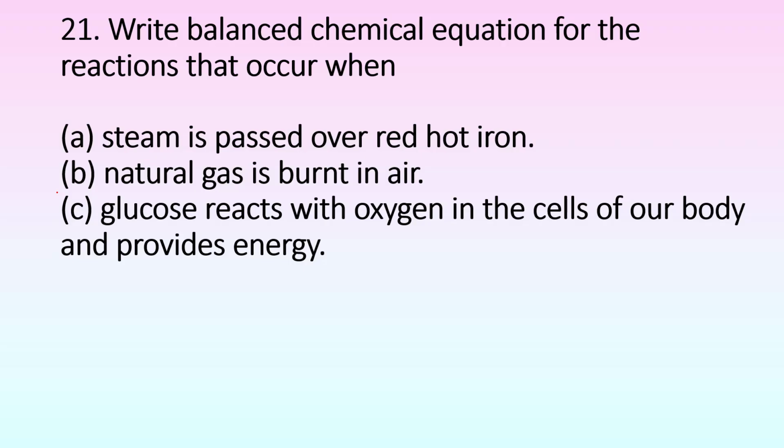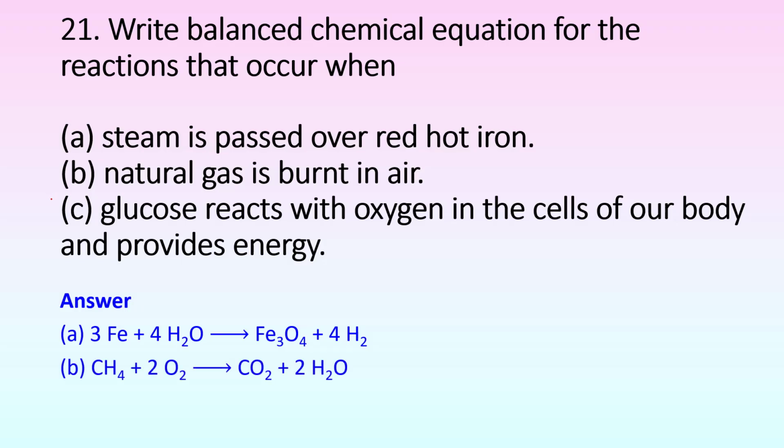Next, question number 21. Write balanced chemical equations for the reactions that occur when steam is passed over red hot iron. When steam is passed over red hot iron, it is Fe plus H2O gives Fe3O4 plus H2. Next, natural gas is burned in air. When natural gas is burned in air, it is CH4 plus O2 gives CO2 plus H2O.